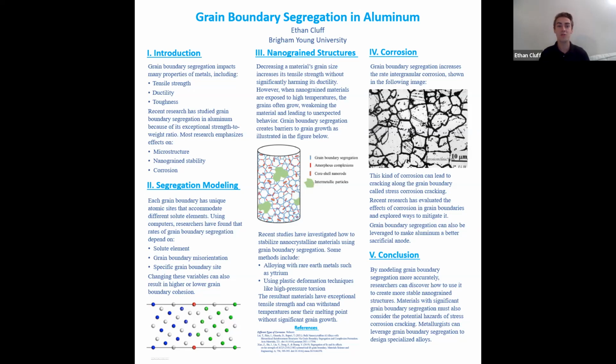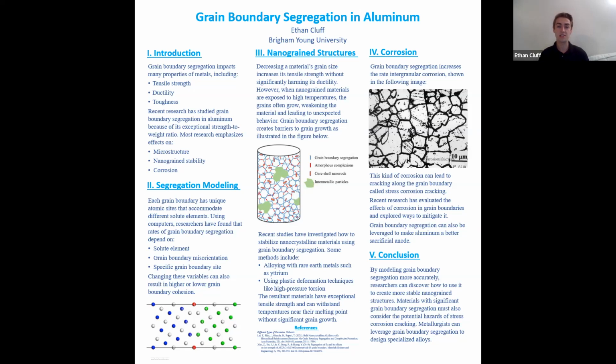Materials that have been created through these methods have been found to withstand temperatures of up to 90% of their melting temperature without increasing significantly in grain size, which allows them to have a much higher toughness than other materials that don't utilize grain boundary segregation.